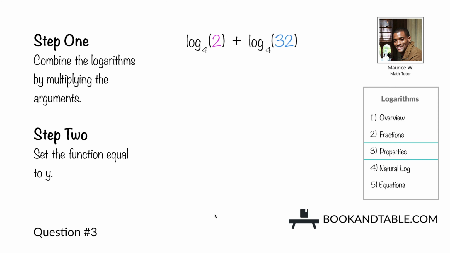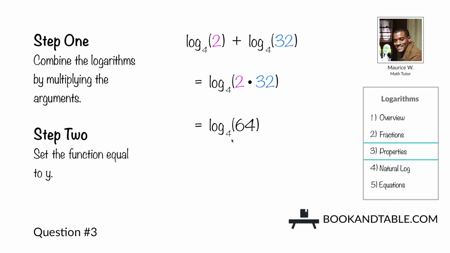Let's now have a look at question number 3. We are given the log of base 4 of 2 plus the log of base 4 of 32. So step 1, we want to combine the logarithms by multiplying the arguments 2 and 32. And 2 times 32 is equal to 64. And since this base 4 can be multiplied times itself to give us the argument of 64, that is the clue that we want to simplify this term even further.